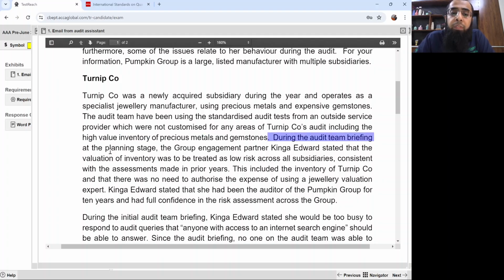During the audit team briefing at the planning stage, the group engagement partner stated that the valuation of inventory was to be treated as low risk across all subsidiaries, consistent with the assessment made in the prior years. Now, here there are two issues. First of all, the audit partner is relying on the previous year's assessment. See, every year the situation and the scenarios may change. The risk assessment should be revised every year.